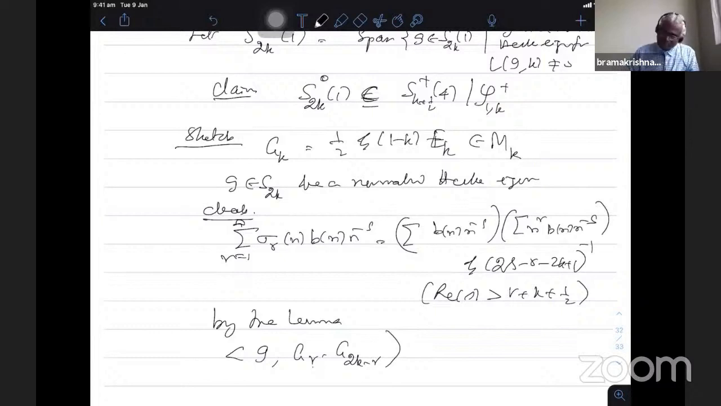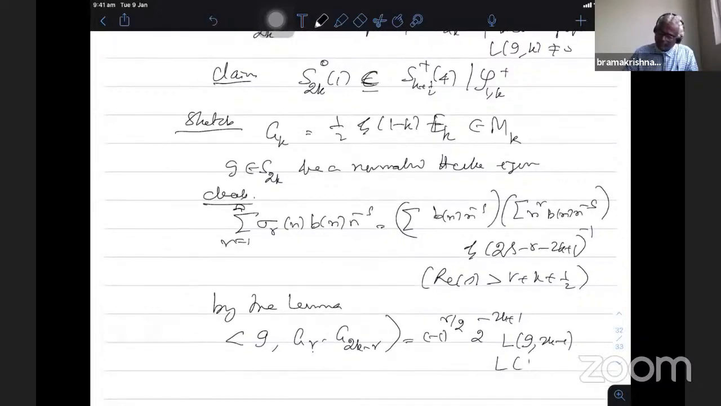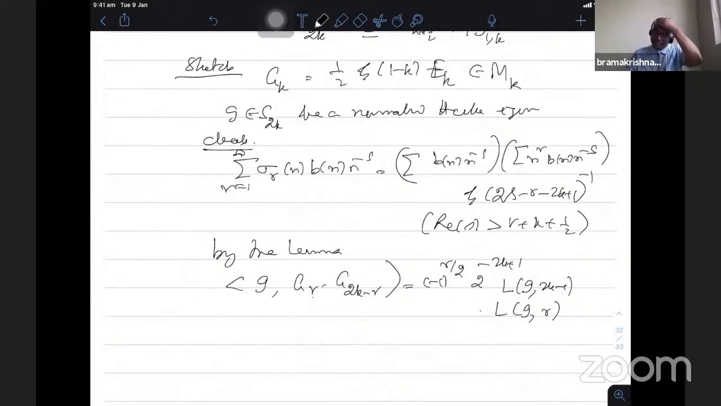So this is nothing but minus 1 power r by 2, 2 power minus 2k plus 1, the special value of the L function, L of G at 2k minus 1 into L of G at r. Okay, so the right hand side is a product of the L values of G at r and 2k minus 1, and this is true for all even r with k plus 2 less than or equal to r less than or equal to 2k minus 1.